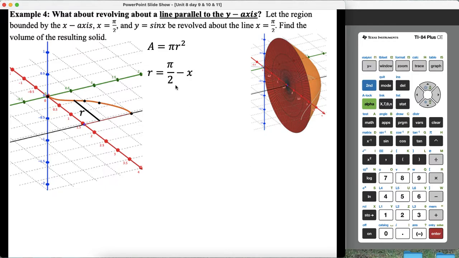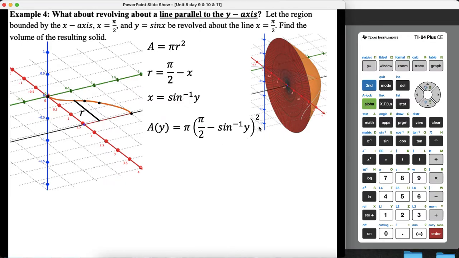So that's your radius of revolution. And I mentioned that the disk was a dy, so we have to solve and get this in terms of y. When we solve that, it's sine inverse of y, and so that gives our area function as pi r squared, which is pi times the quantity pi over 2 minus sine inverse of y. Right? This is pi over 2 minus x. So this is pi times radius squared.